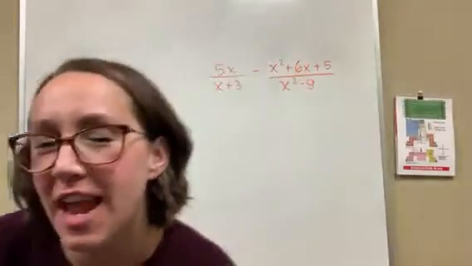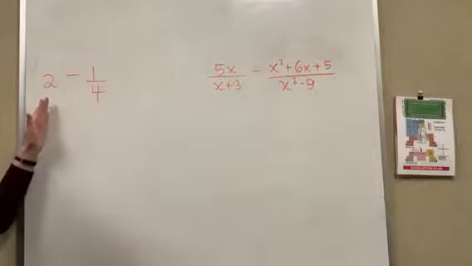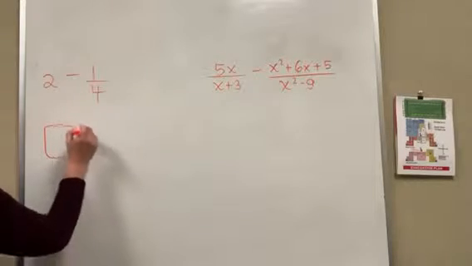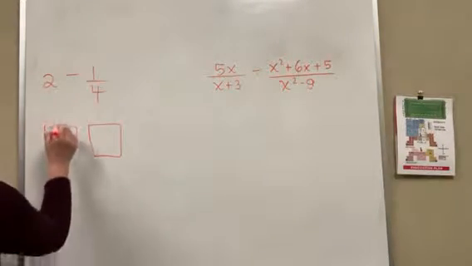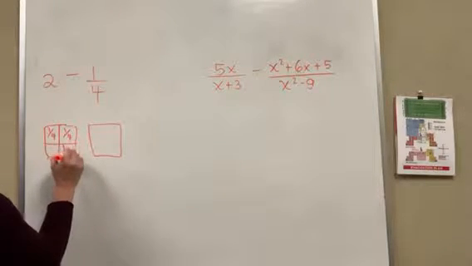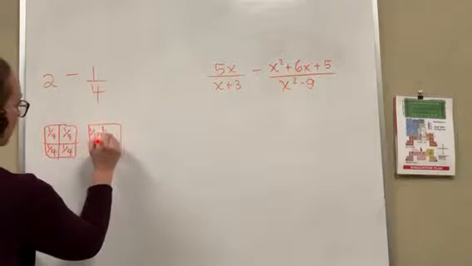Okay, final video for today will be about dividing rational expressions. So again, let's think about it with numbers. If I have 2 divided by 1/4, I'm thinking about 2 whole groups, and then I'm dividing into fourths. So here's a fourth, here's a fourth, here's a fourth, here's a fourth. Let me do the same to the other.